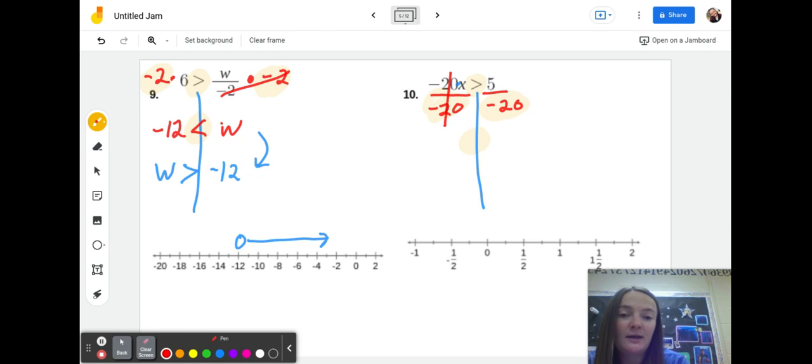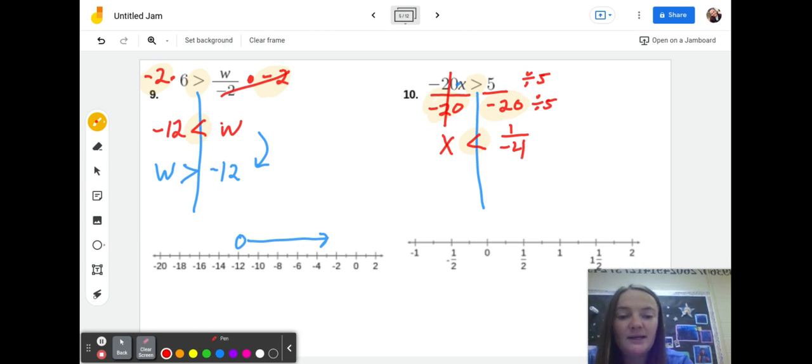It's not going to be greater than now. It will now be less than. So the -20s cancel on the left, leaving me with x. 5 divided by -20. Well, I know 5 goes into 20 four times. So if I divide the top and bottom by 5, 5 divided by 5 is 1. -20 divided by 5 is -4. And so I get that x is less than -1/4.